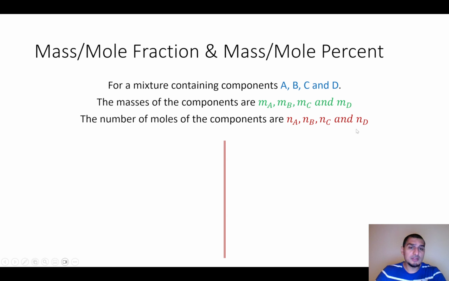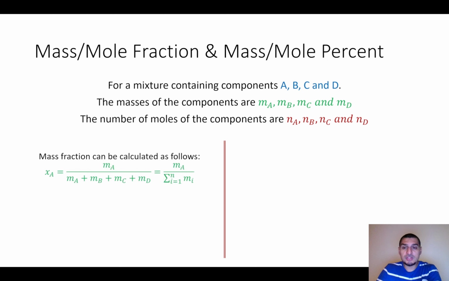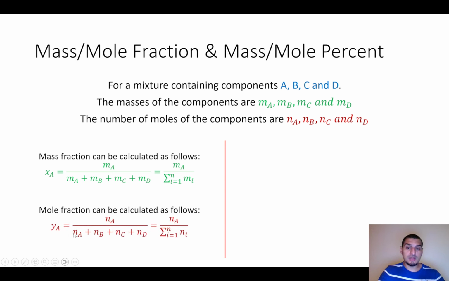So if I want to define the mass fraction and the mole fraction, the mass fraction is going to be mass of A divided by mass of A plus mass of B plus mass of C plus mass of D. So it's mass of A divided by the sum of all the masses, which can be represented this way. It's sigma Mi, which is the sum of the masses. The same for mole fraction. It's number of moles of A divided by Na, Nb, Nc, and Nd. So it's Na divided by the sum of the number of moles. So it's as simple as this. This is how we define the mass fraction and mole fraction.